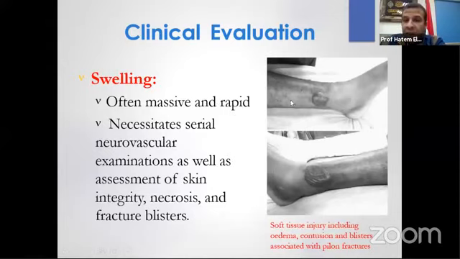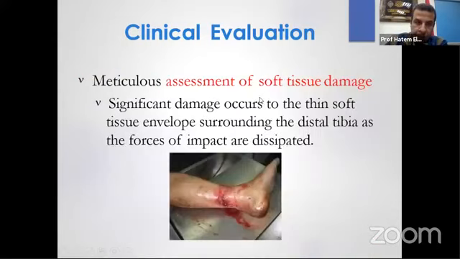Swelling often is massive and rapid. The soft tissue envelope in this area is thin, so massive and rapid swelling occurs. Serial neurovascular examination should be done. Assessment of the skin integrity, necrosis, and fracture blisters. Meticulous assessment of soft tissue damage. Significant damage occurs to the thin soft tissue envelope surrounding the distal tibia as the force of impact is dissipated.